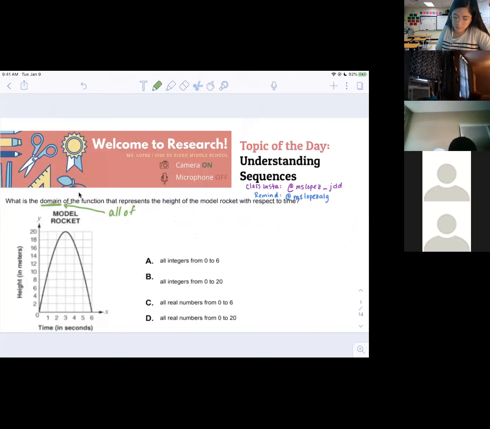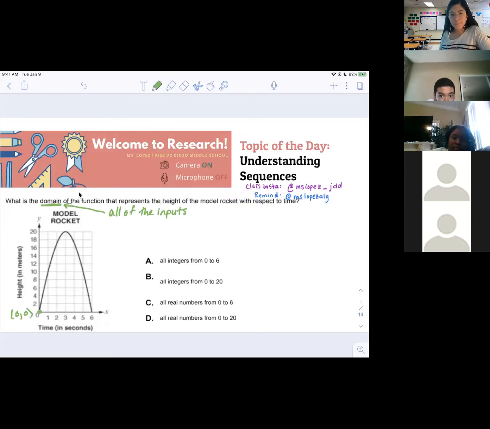Inputs. So automatically, if I'm looking for the domain, I know that I'm looking at all of the input values. So what's the smallest input value that is on this graph? 0. Good. You always want to look at the first point. So it's 0, 0. And what is the largest input value?